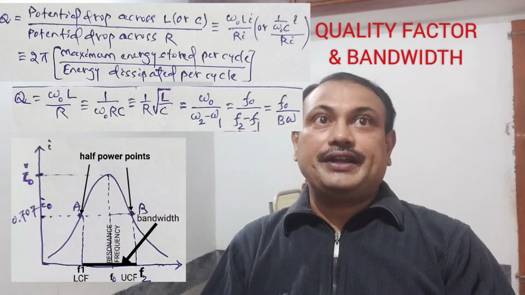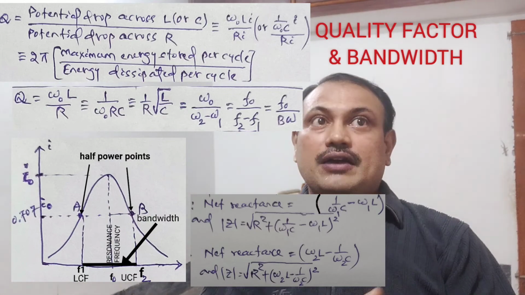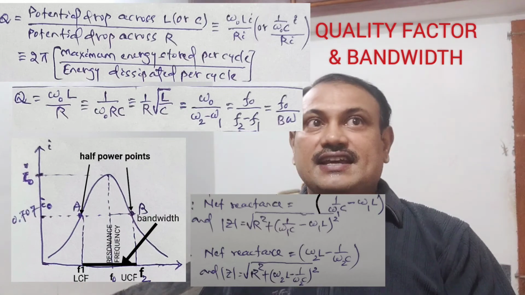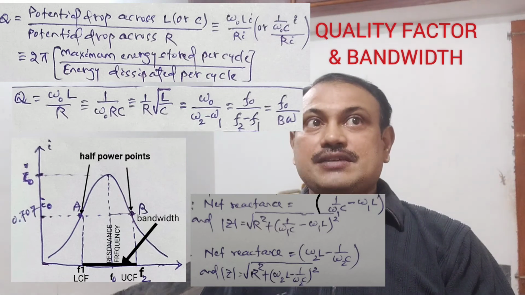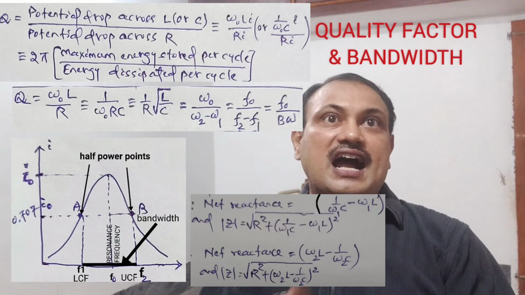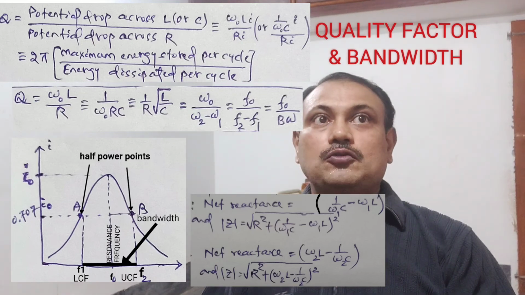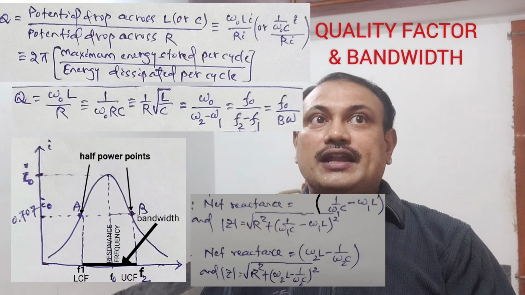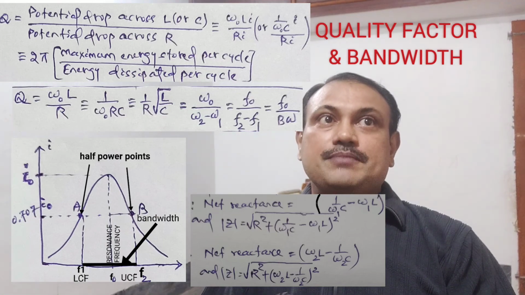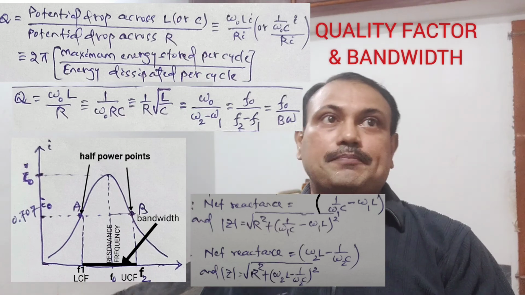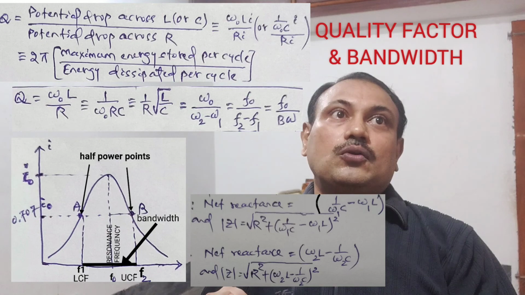At the lower half power point A, the net reactance is equal to 1 upon omega 1 C minus omega 1 L, and accordingly the impedance Z is equal to square root of R square plus within bracket 1 upon omega 1 C minus omega 1 L whole square. And at the upper cutoff frequency B, the net reactance is equal to within bracket omega 2 L minus 1 upon omega 2 C, and accordingly the Z mod, the impedance, will be equal to square root of R square plus within bracket omega 2 L minus 1 upon omega 2 C whole square.